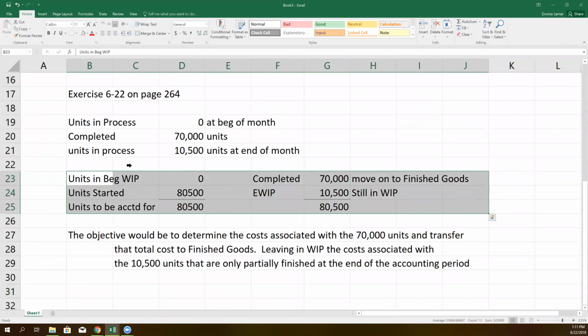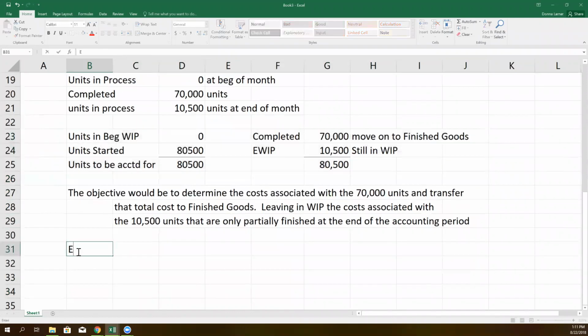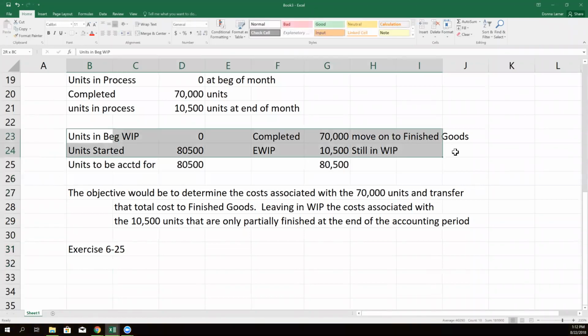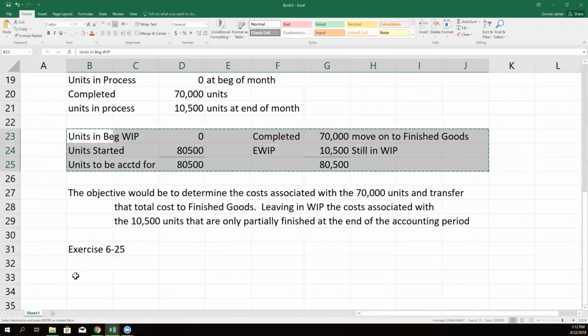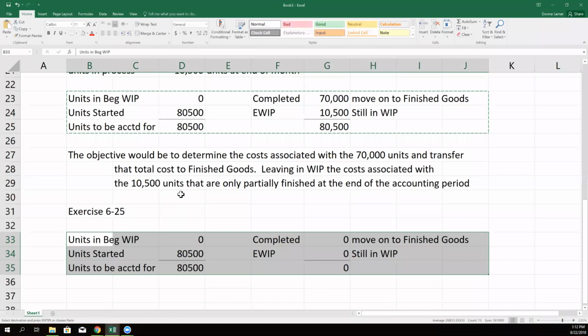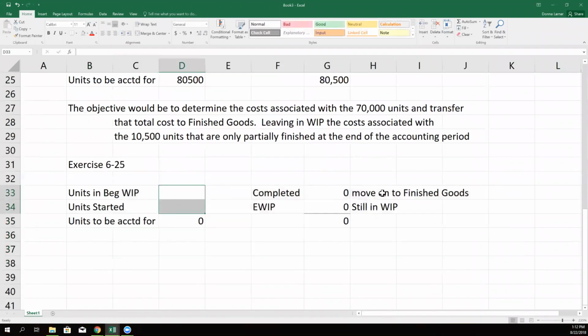Okay, just a couple exercises down. We're going to do exercise 625. And again, we're going to create this little spreadsheet. So obviously we don't know any of the numbers yet until we read the story problem. So I'm going to leave those out and we'll start reading. Exercise 25 says that the company's in its second month of production. And at December 1st, the month we're talking about, there were 100,000 units in beginning inventory.